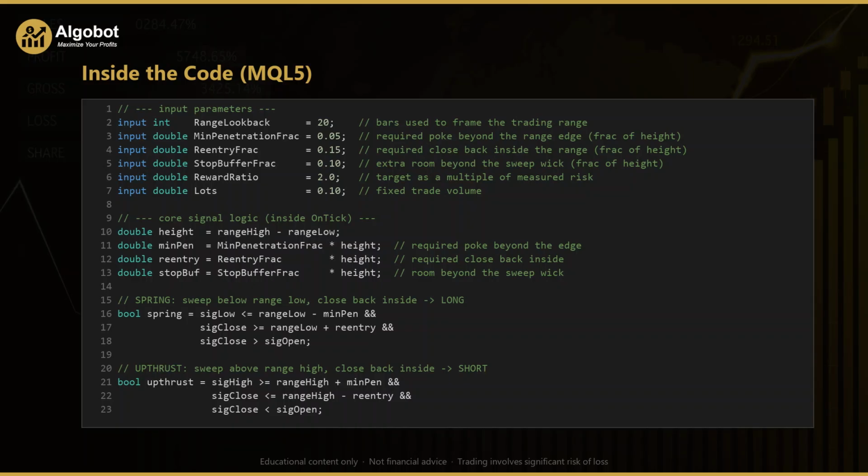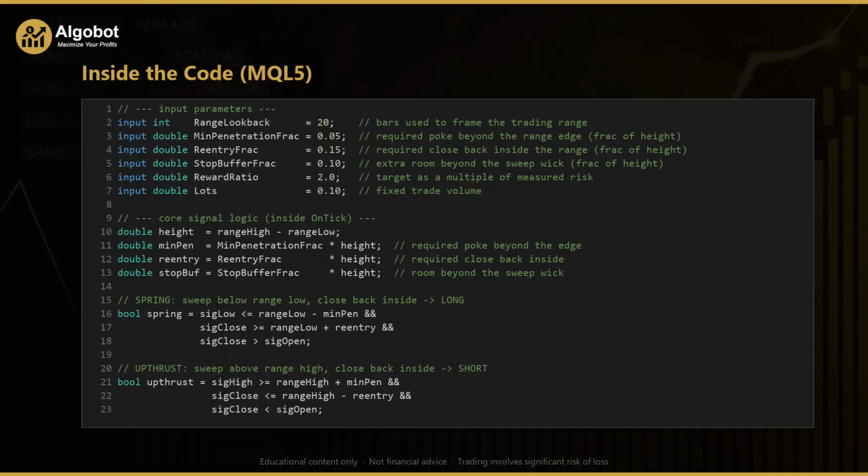MinPenetrationFrac controls how deep the sweep must poke beyond the edge, expressed as a fraction of the range height. ReentryFrac sets how far back inside the close must recover to confirm the failure. Stop buffer frac adds breathing room beyond the wick for the stop. Reward ratio is your target as a multiple of risk, and lots is the fixed trade size.